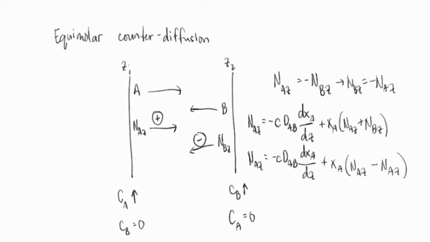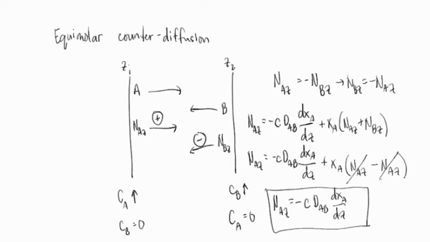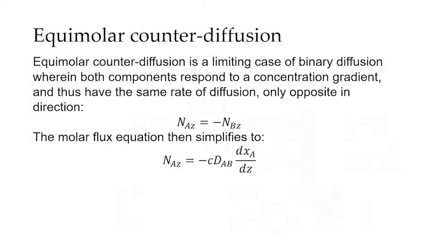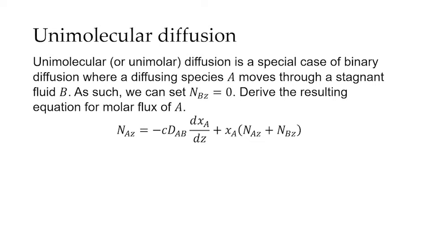So as you can see from the substitution, the N_AZ terms would cancel. We would be left with the equation N_AZ is equal to negative C times D_AB times dx_A over dz. This is the most basic form of Fick's first law of diffusion. So for equimolar counter-diffusion problems, we will be using this form of Fick's first law. If we go back to our PowerPoint, you would see that we have obtained the molar flux equation for equimolar counter-diffusion. Next case, we have unimolecular diffusion, or unimolar diffusion.